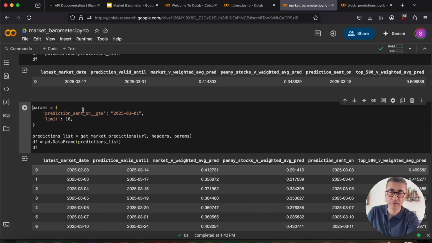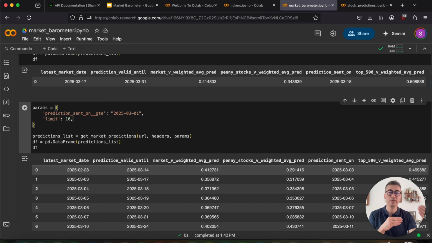Let's say we are defining our parameters here again, and prediction sent on date is going to be 2025-03-01, but we are also adding __gte, indicating that the date is going to be equal to 2025-03-01 and onwards. GTE here stands for greater than or equal to. We want to get the predictions starting from the 1st of March and later, but we don't want predictions earlier than this date. We're also limiting the number of predictions returned to 10.